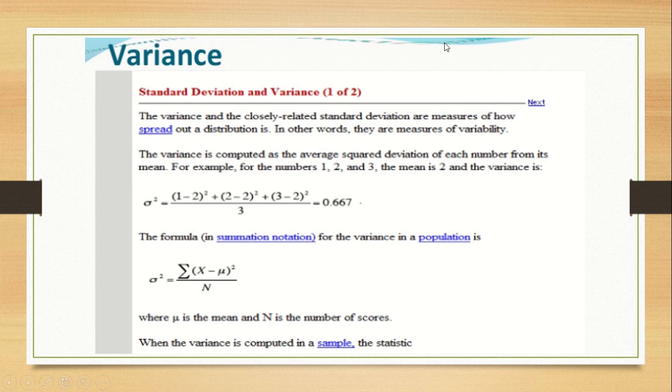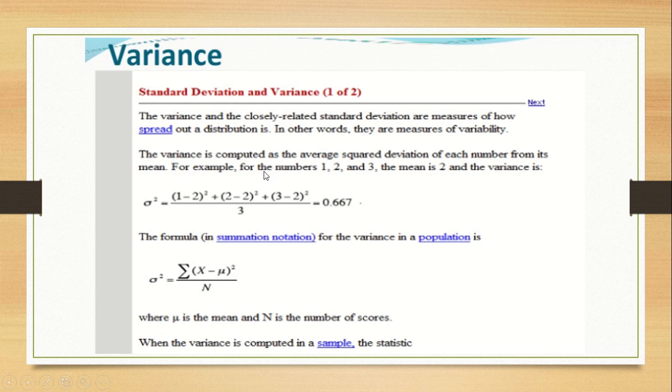Okay, so we have what we call variance. So we have standard deviation and variance. The variance and the closely related standard deviation are measures of how spread out a distribution is. In other words, they are measures of variability. So the variance is computed as the average squared deviation of its numbers from its mean.